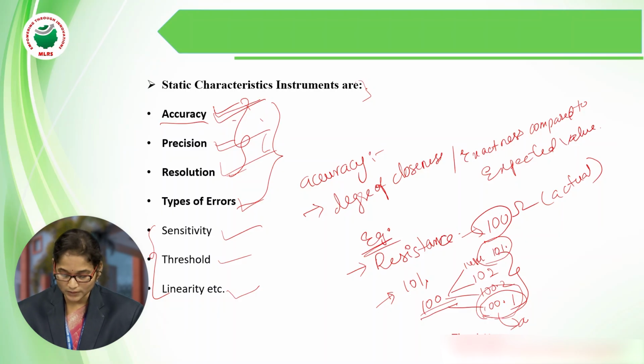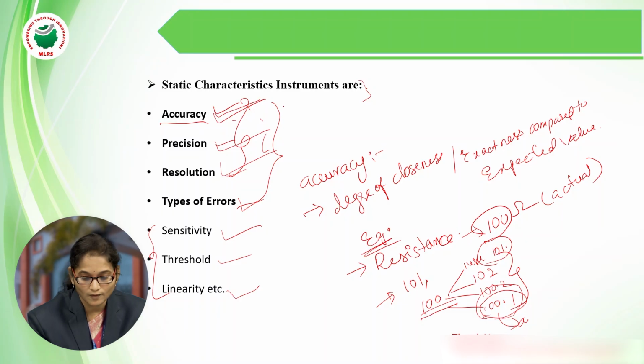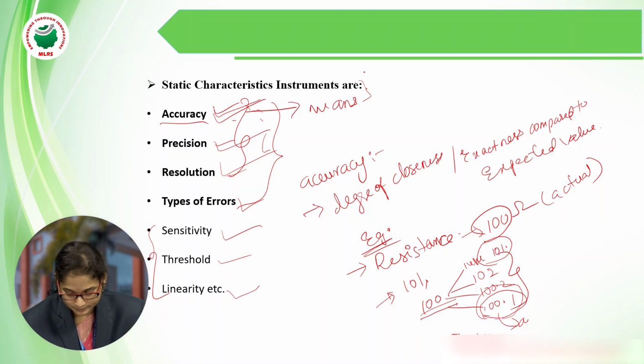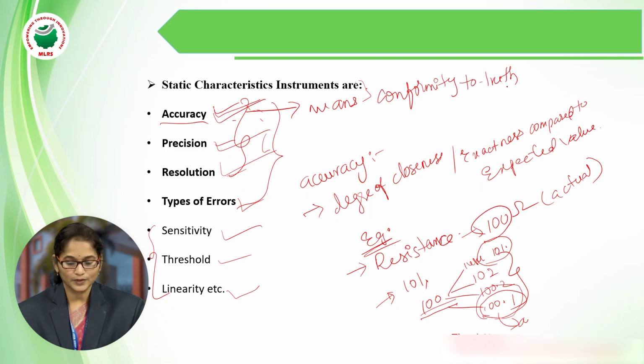Okay, this is about accuracy, which means conformity to the truth. Accuracy means the conformity to the truth. Then this is called accuracy.